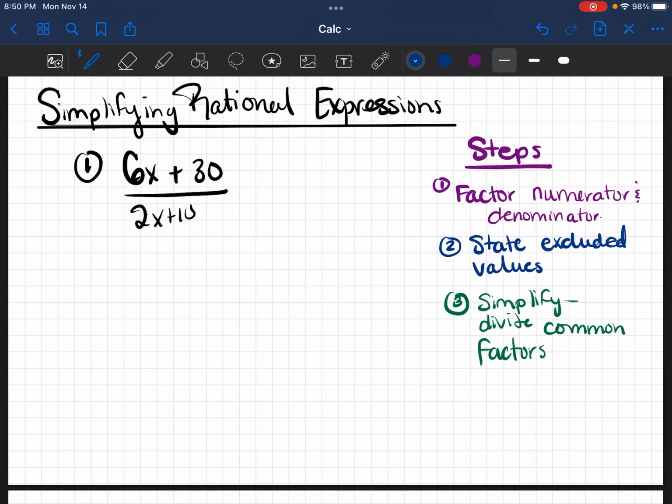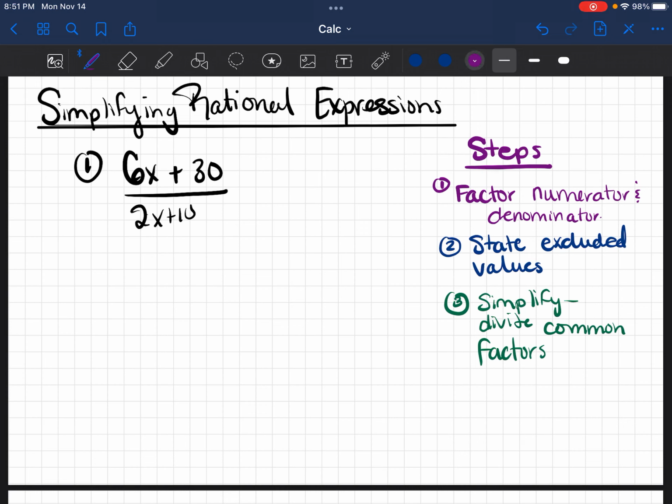In this video, we are going to review how to simplify a rational expression. So to start, I've written 3 steps on the side here that I will be using with each question. The first step is to factor your numerators and denominators. Then we want to state our excluded values. And finally, we will simplify and write our rational expression in the most simple terms.